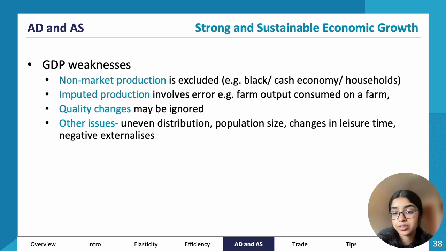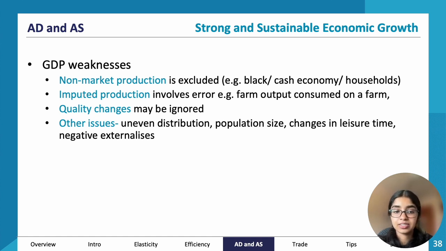Quality changes. So that's really, really important. You might as well get a question on this. So quality changes. If we're producing lots of goods and services and we're always trying to increase our production, we might actually be sacrificing our quality. So what we want is to make sure that the quality is maintained, but we're also able to produce more. And obviously there are a lot of other issues. So uneven distribution, like great, we're producing more, but is it even what people want? So that's something. Population size, changes in leisure time.